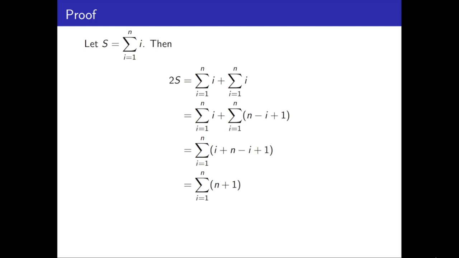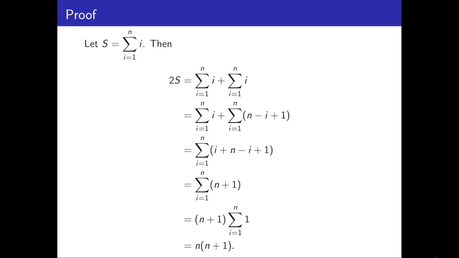Now, n plus 1 isn't actually dependent on I at all. That means we can bring it outside the sum, leaving us with n plus 1 times the sum from I equals 1 up to n of 1. Now, that is just essentially taking the sum of 1 plus 1 plus 1 plus 1 n times. And if we add 1 together n times, we just get n. So this is n times n plus 1.